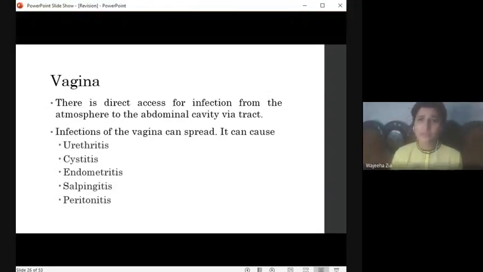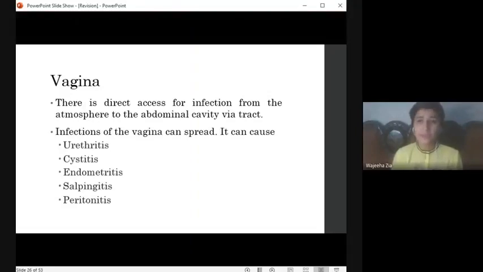The vagina is a direct access for infection from outside the body to the inside. There are different kinds of open routes which allow the passage of infection to go inside the body, and in the reproductive system of the female, the vagina is the main part. So it can spread to different levels, depending upon the passage of the pathogens, the bacteria or the virus.